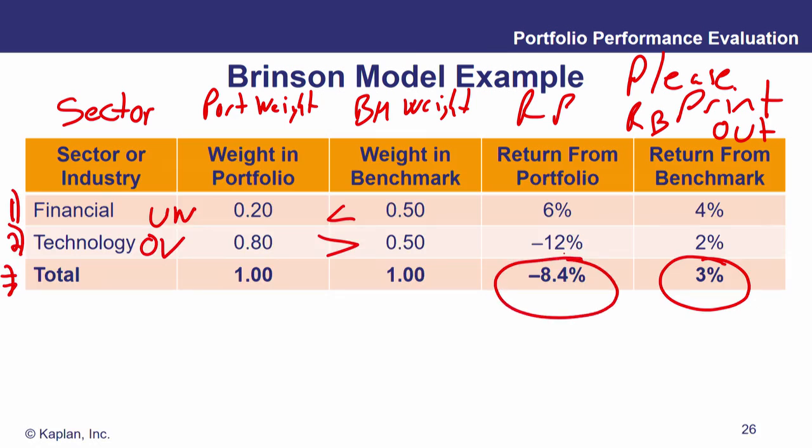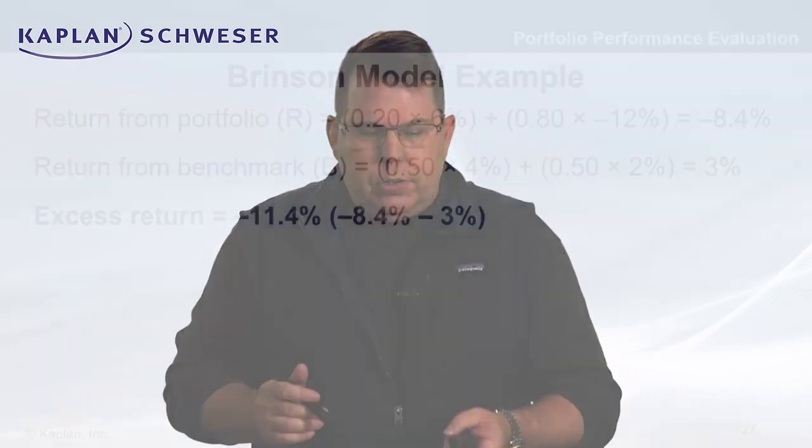The overall return from the portfolio was negative 8.4%. You know, not very good. So we got to figure out what happened here. Okay, so let's now start the analysis. And again, I'd like you to please print this page. I'm going to be referring back to this a lot over the next few slides.